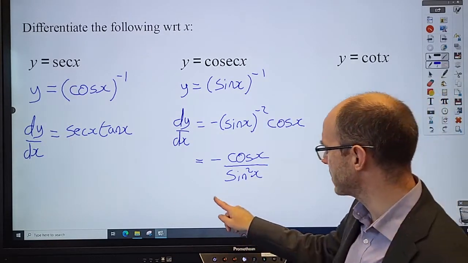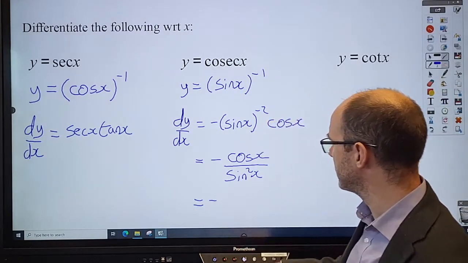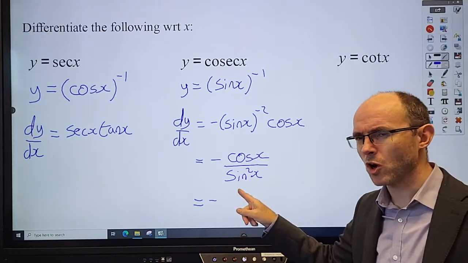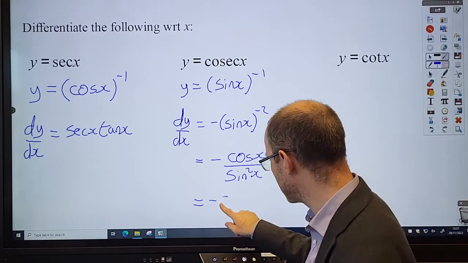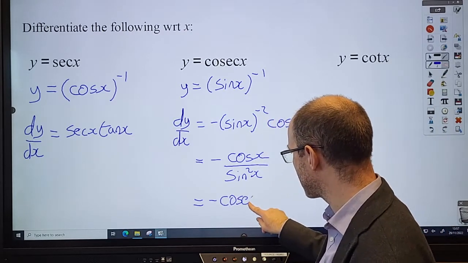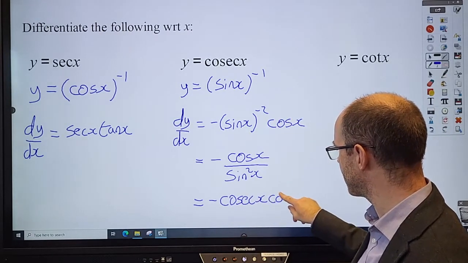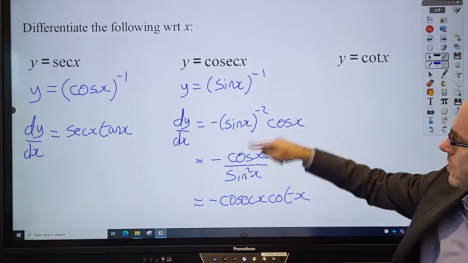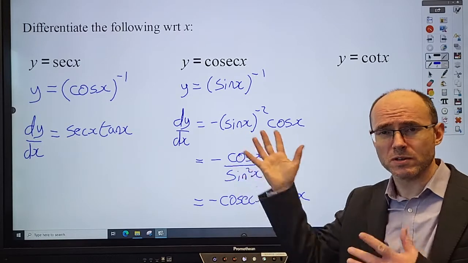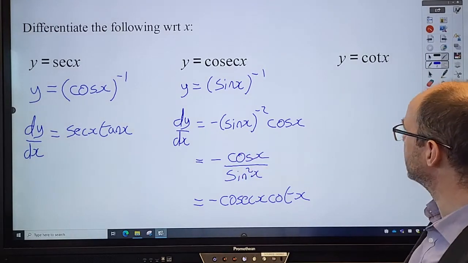I'm just going to tidy it up a little bit. So I've got negative, and I've got cos over sine, which is cot, and then another 1 over sine, which is cosec. So negative cosec x cot x. Okay, another one that you should try and memorise. Okay, and of course you need to know the method of doing that.